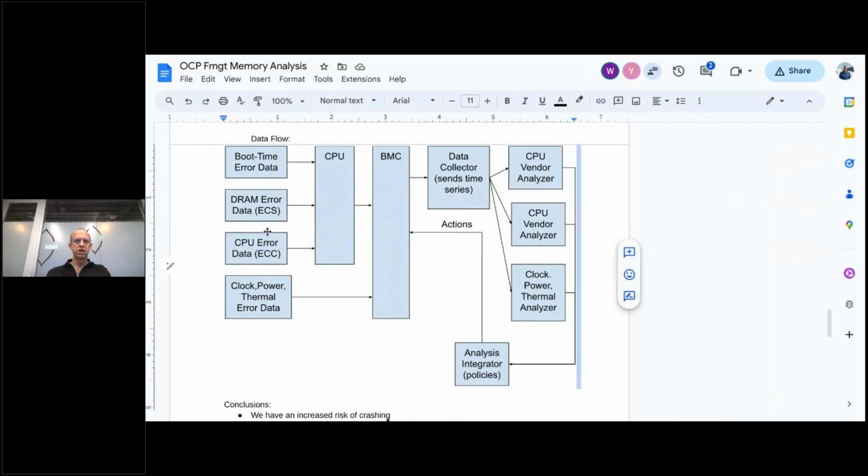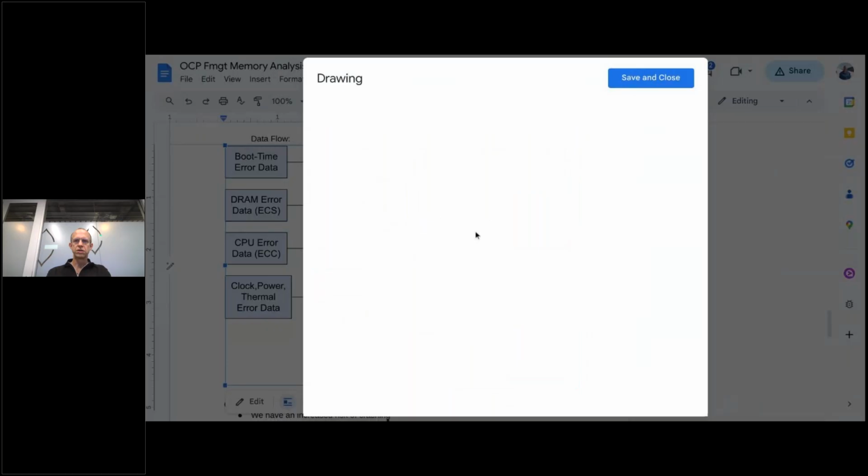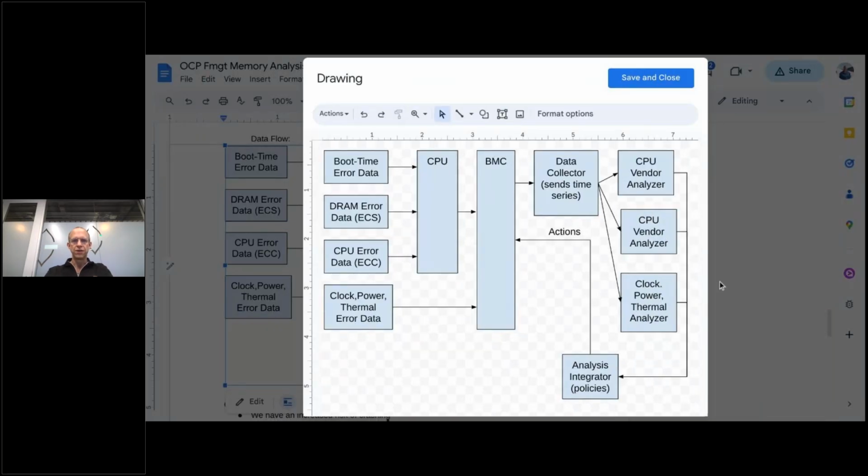What I'm hoping we can figure out is how does all of this work, the logging on the left, and then on the right, how do all the analyzers play together? And I honestly don't know. What I'm imagining is we also get clock, power, thermal data. We analyze it, and I don't know if these are sequential. Oh, this should say memory. Yeah, you have CPU vendor twice. Yeah, I meant memory. It was a cut and paste error.